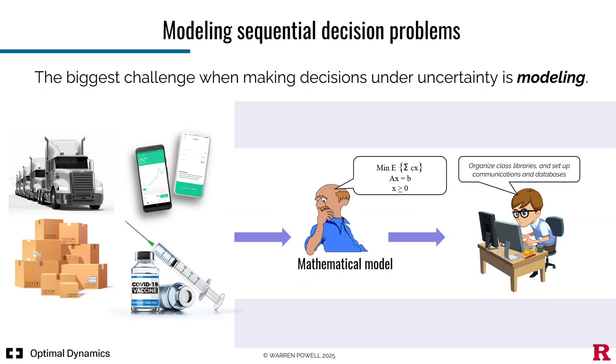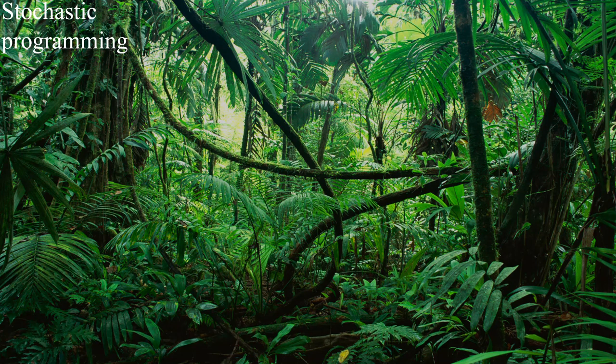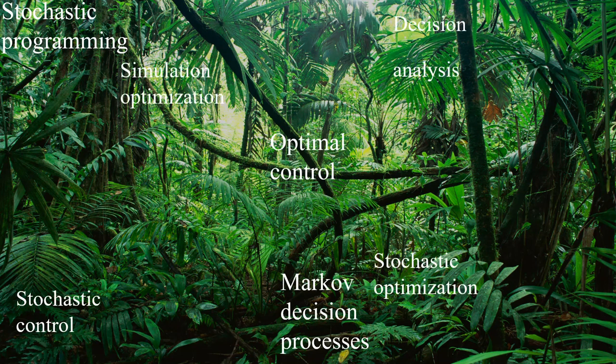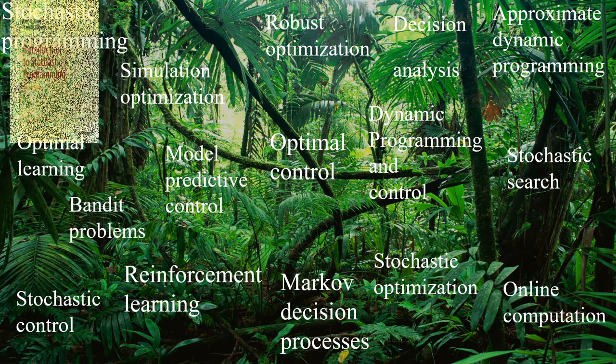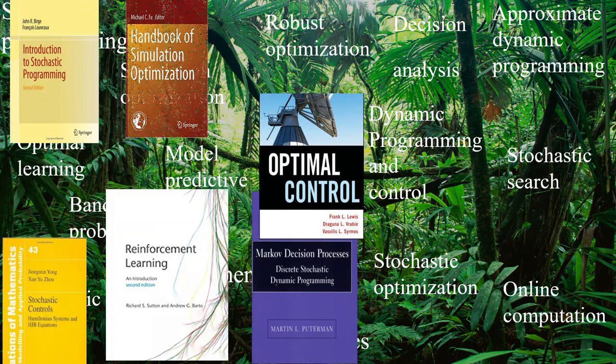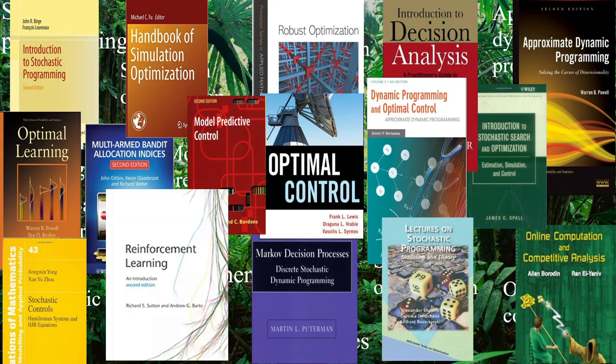Now, the biggest challenge when making decisions under uncertainty is modeling. So with our deterministic problem, everybody around the world uses the same modeling vocabulary. And so that really makes things much easier. This is also true for machine learning. However, when we lack a standard modeling framework for sequential decisions, we get to what I like to call the jungle of stochastic optimization. Every one of these phrases is actually a distinct community. Behind every one of these communities is one, maybe a whole series of books. There's 8 different notational systems. There's a variety of various techniques that people use.